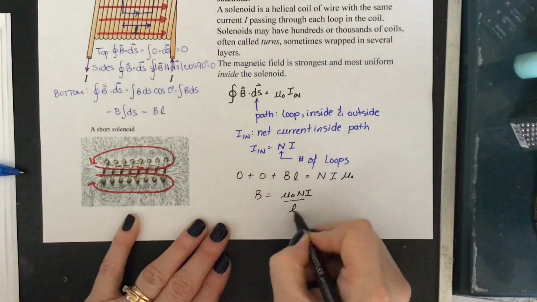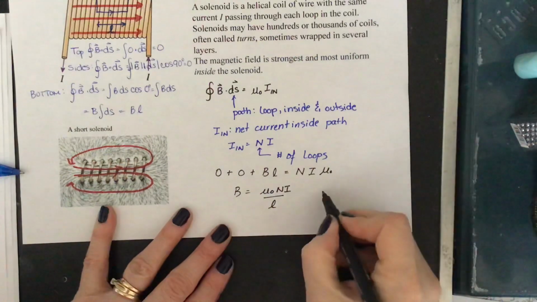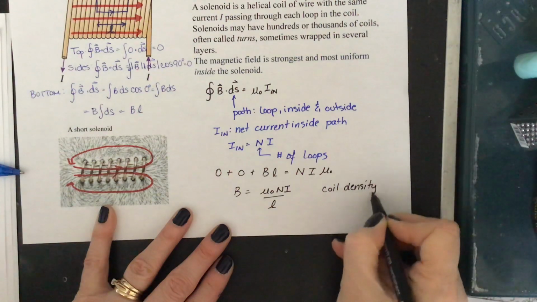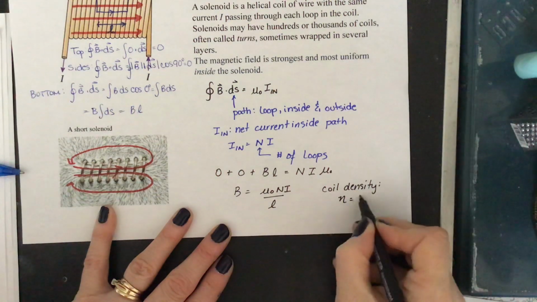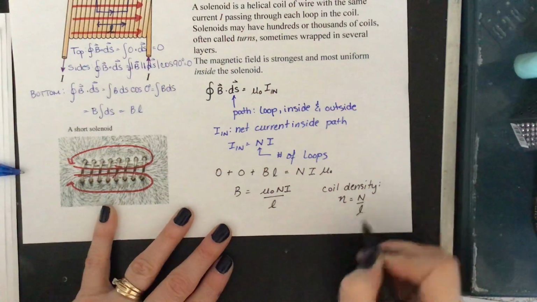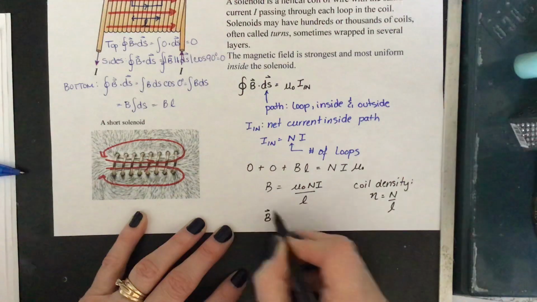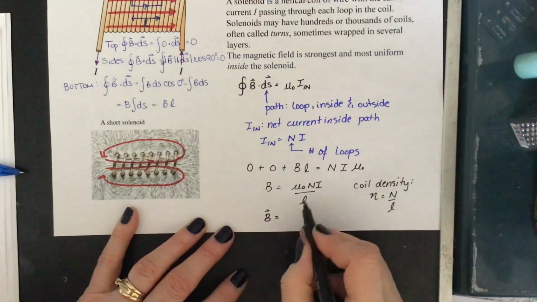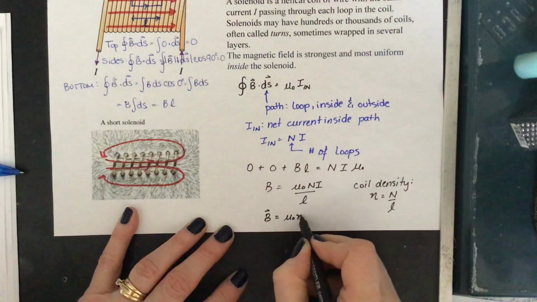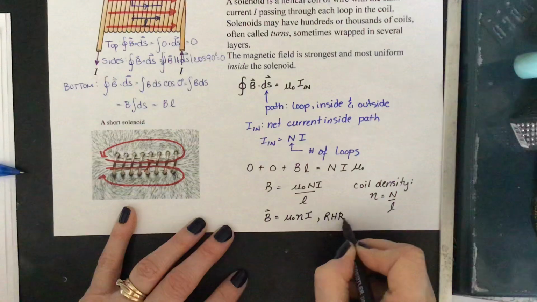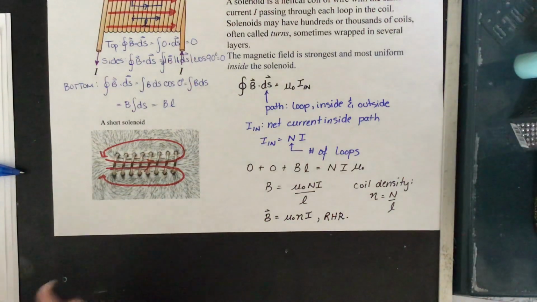Sometimes we define a coil density that has the symbol of a lowercase n. That's the total number of coils divided by the length. It gives us the number of coils per meter. So our magnetic field inside a solenoid is mu naught times the coil density times the current through the solenoid. The orientation of the magnetic field is given by our right-hand rule. So that goes through the magnetic field inside a solenoid with N coils and length L. In the next part, we'll do an example.